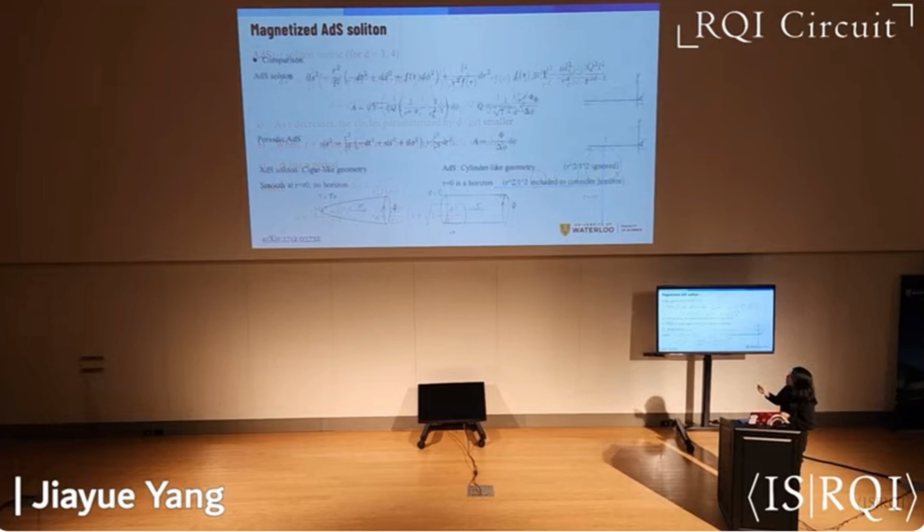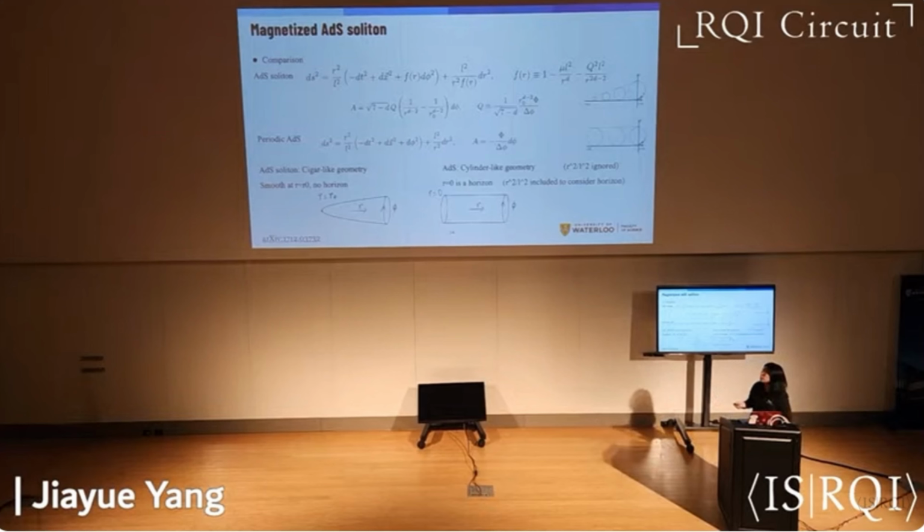Let's make a comparison between the AdS soliton metric and the periodic AdS metric. As we can see, when we let f of R equal 1 and R naught equal 0, we can reduce it to the periodic AdS case. The AdS soliton has a cigar-like geometry without horizon, and the periodic AdS has a cylinder-like geometry with a horizon.